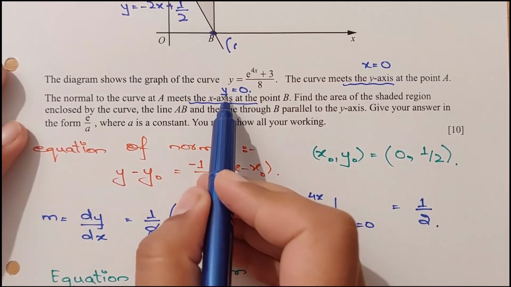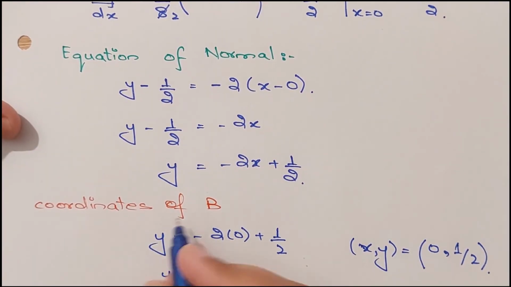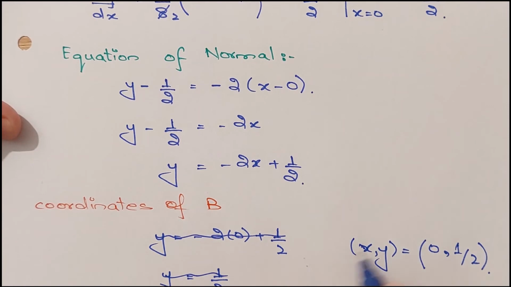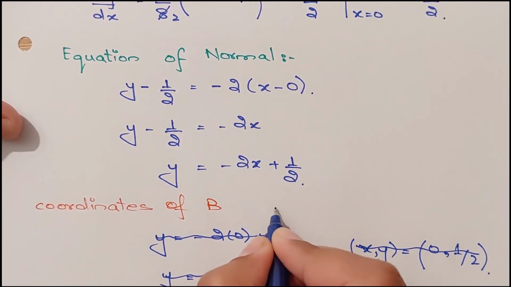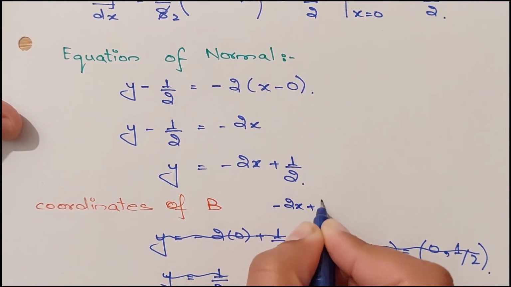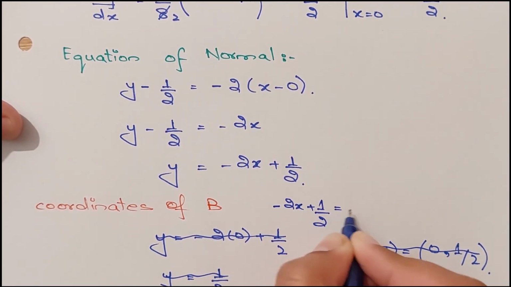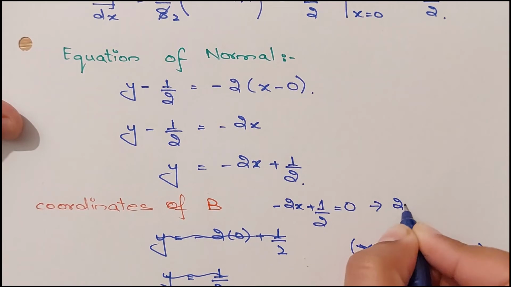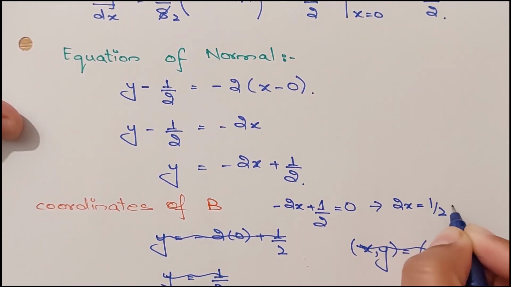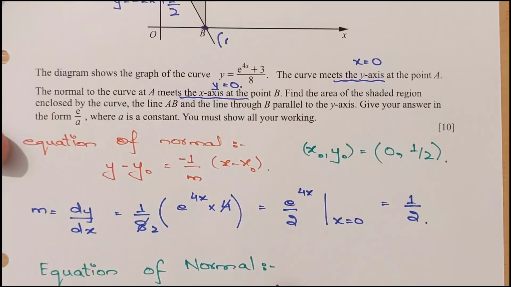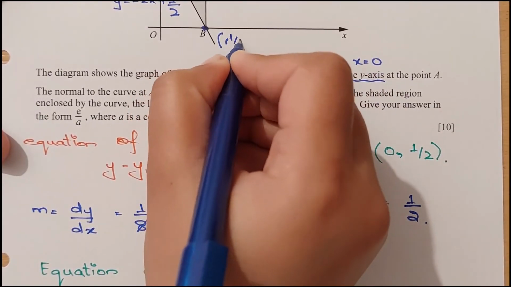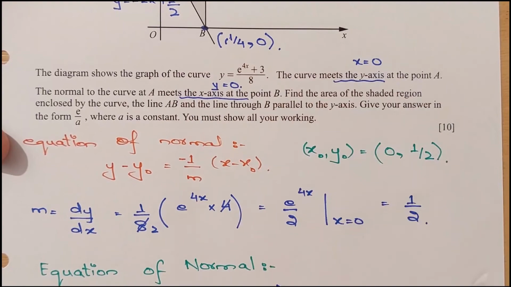Yeah, I made a mistake. You have to put y equal to 0. Sorry, I did x equal to 0. Okay, let me do it again. So when y equals 0, what is x? Minus 2x plus 1 by 2 is equal to 0. So here we have 2x is equal to 1 by 2, and x is equal to 1 by 4, and the y coordinate is 0. Sorry, 1 by 4, and we have 0, right?